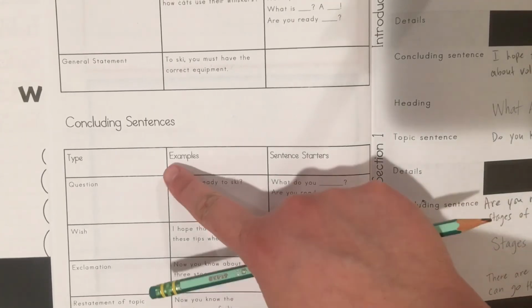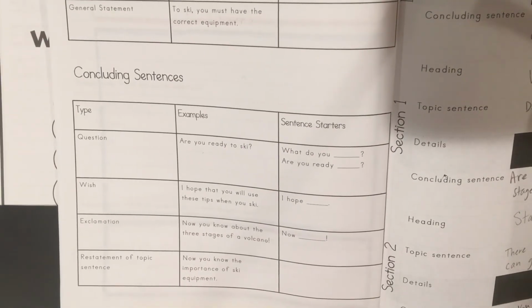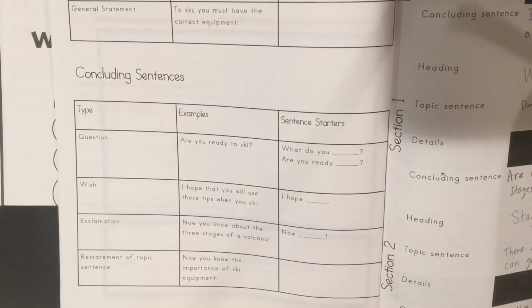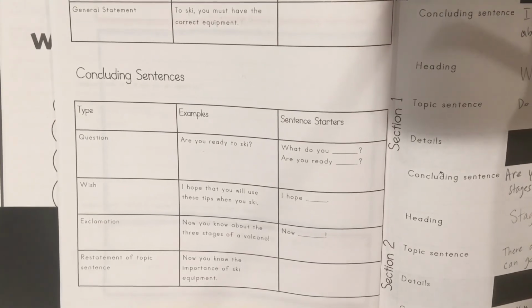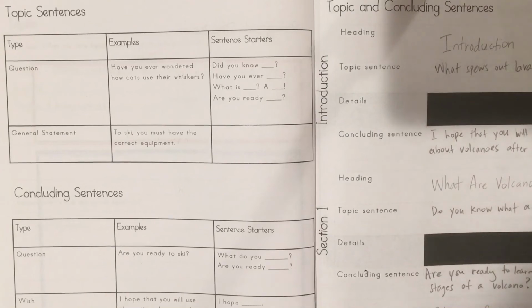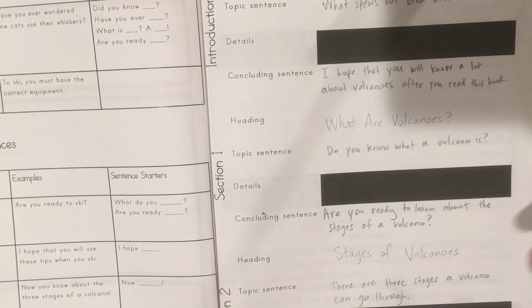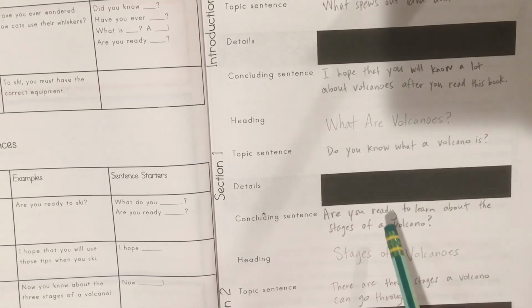about different ways that we can end our paragraphs and have our concluding sentences. Remember, there is a question, a wish, an exclamation, or a restatement of the topic sentence. Then you're going to use pages 13 and 14 to fill in your concluding sentences for each section.